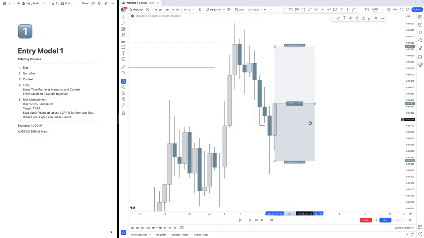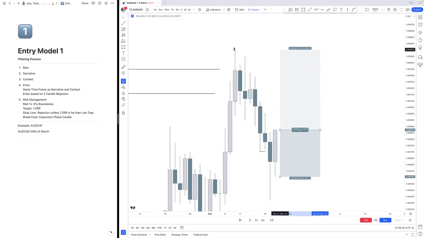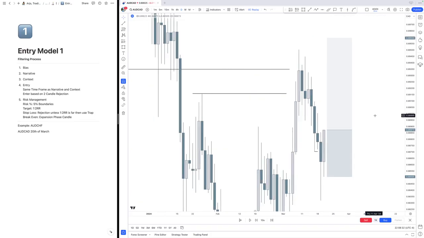This for me is a good entry based on the entry, but all the steps before, bias, narrative, context, not good. It's not a good high probability trade. So here, if we now cover this low and cover the rejection right there, then what can we see? We can target a 1 to 2 RR potentially right there. Now, even here, we can refine our stop loss a little bit.